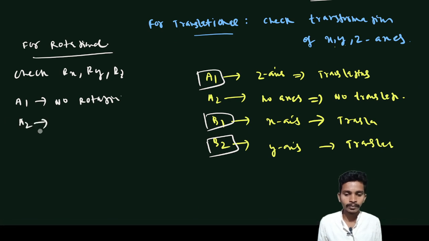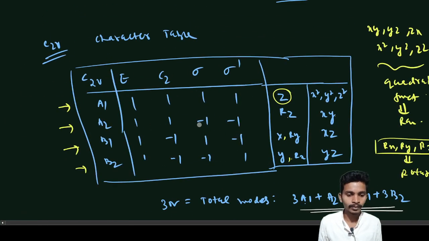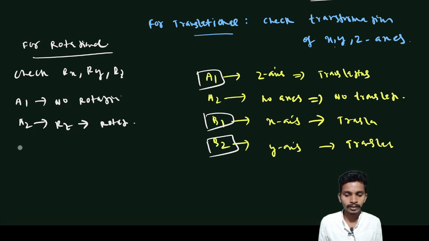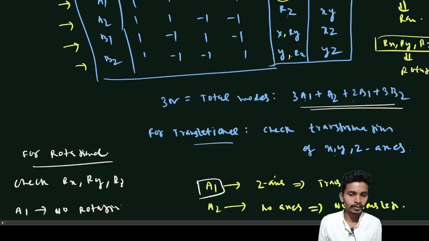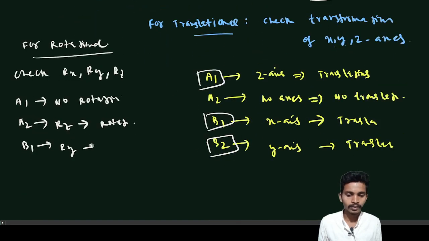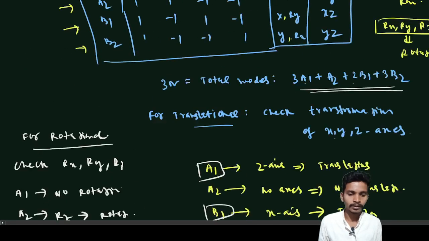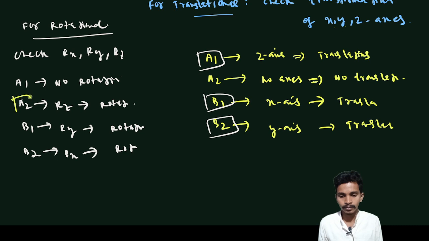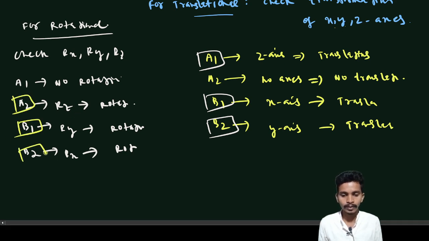And let's go for A2. So for A2, yes, Rz is there. So Rz is present, so this is rotational. Rotational modes are there. Let's check for B1. For B1, we see that Ry is there, so the rotational mode is present. Next we go for B2. For B2, yes, Rx is there, so this is again rotational. So what are active? A2 is there, B1 is there, and B2 is there.